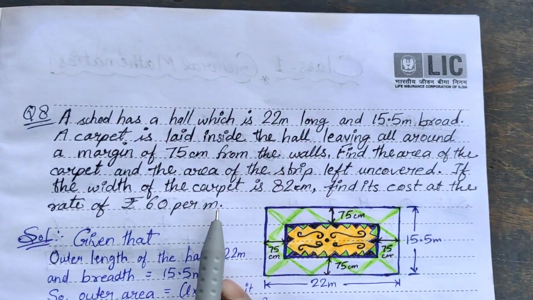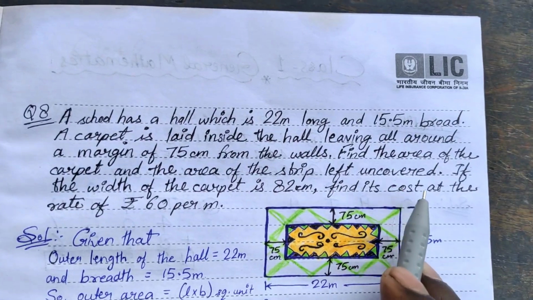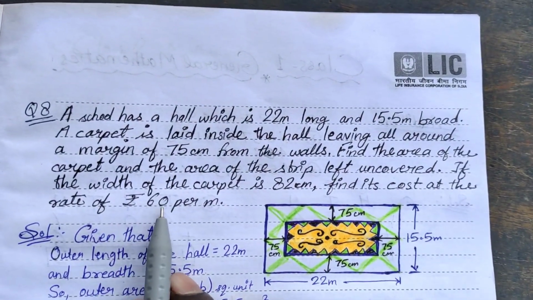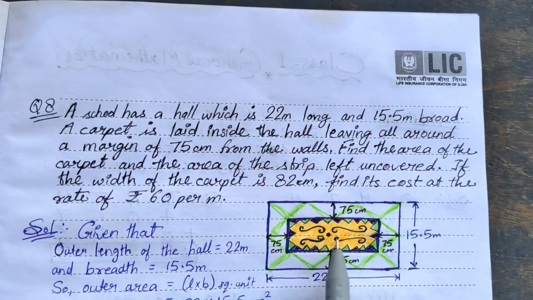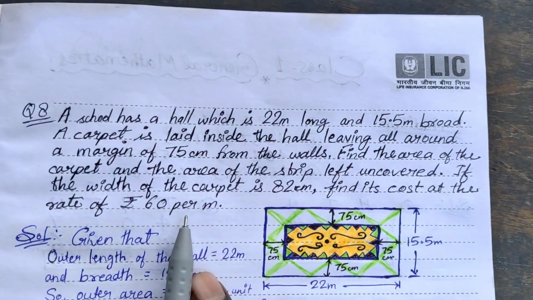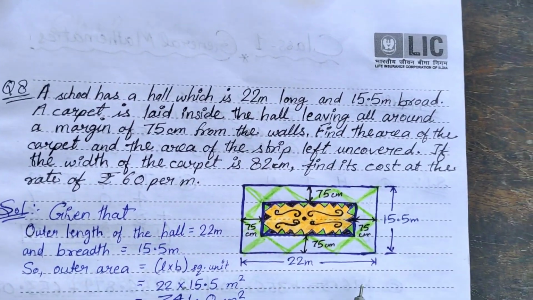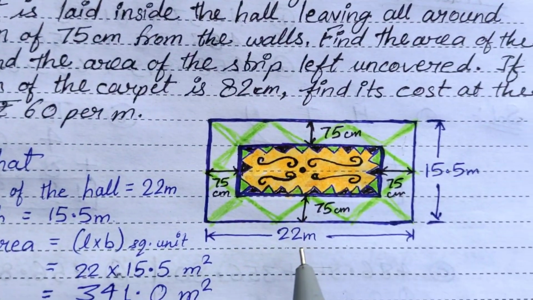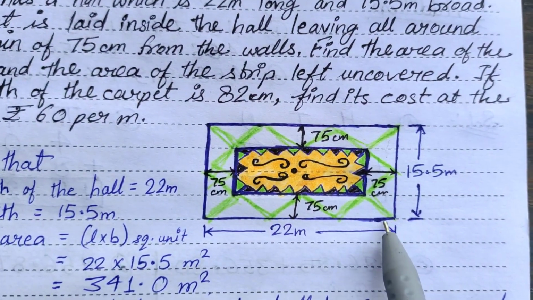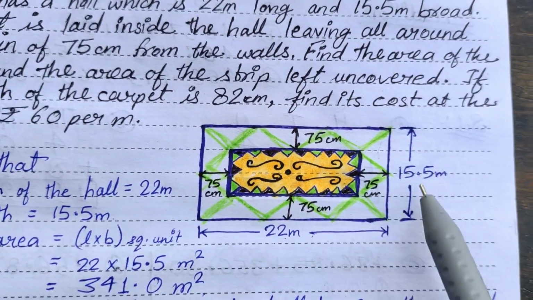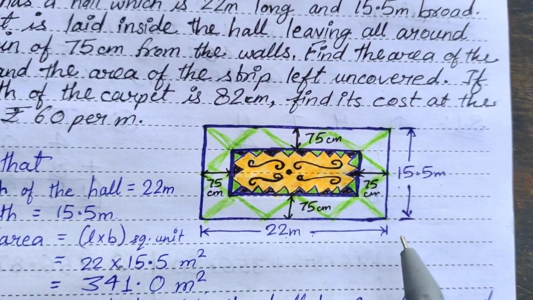What we have to find in this question is the total cost at the rate of rupees 60 per meter square. Total cost of carpeting. We have to find the total cost of carpeting the floor, or say hall, of the school. Now, according to question, the figure is this. Now look at here. This is the total length of the hall, that is 22 meter, and breadth is 15.5 meter. Total length and total breadth.